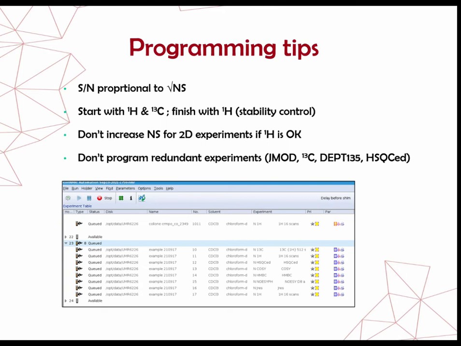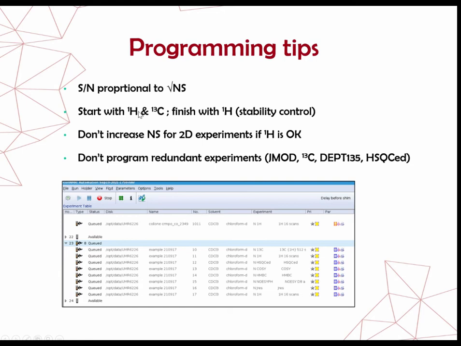And so for homonuclear 2D experiments, such as COSY, for example, if you increase the number of scans, you will get a worse spectrum than if you leave the standard parameters.